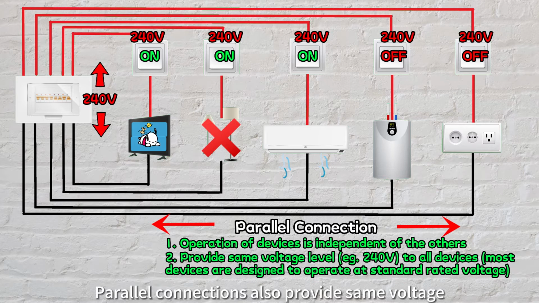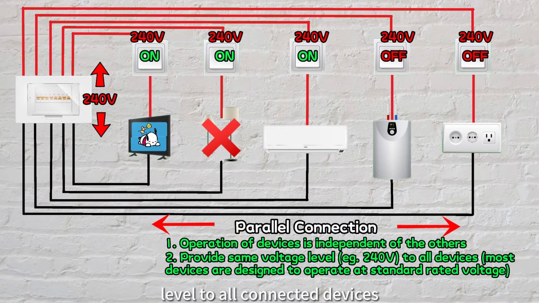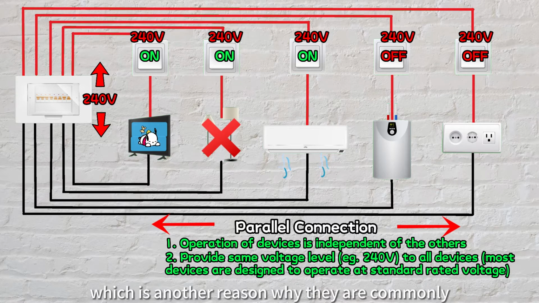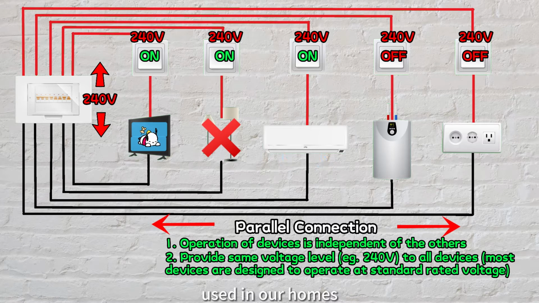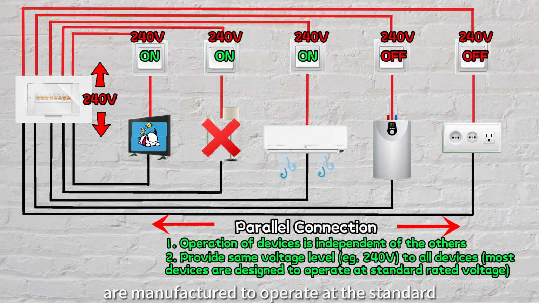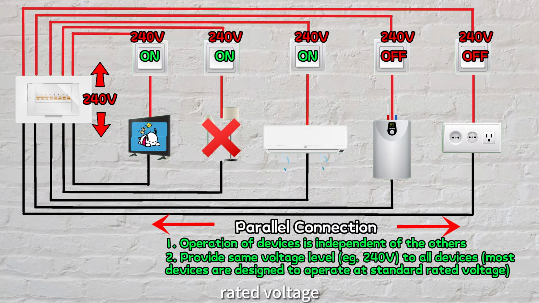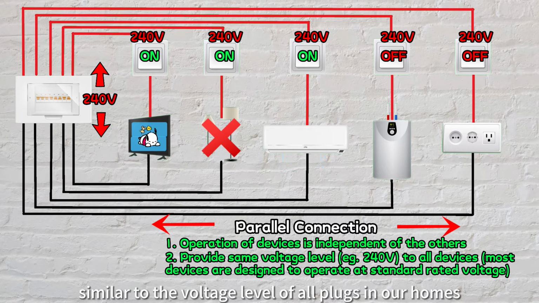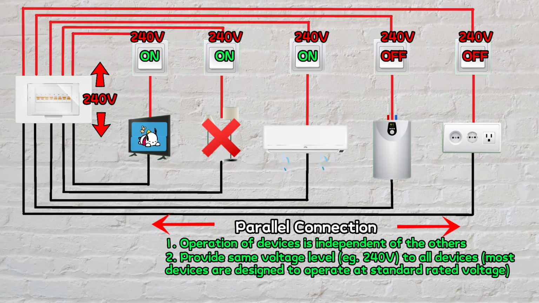Parallel connections also provide the same voltage level to all connected devices, which is another reason why they are commonly used in our homes. For domestic purposes, most electrical appliances are manufactured to operate at the standard rated voltage, similar to the voltage level of all plugs in our homes.